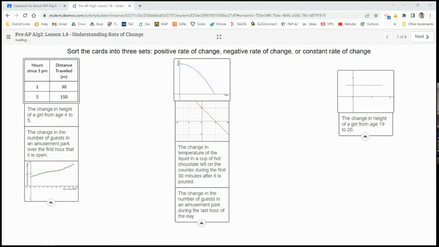Interesting. I'm looking at what Desmos says is correct, and apparently this middle group I have, it does not think is correct. It says that's a common incorrect group. Interesting. So let's see. The rate of change is a negative. That's a negative. This has to be a negative. And the change in the number of guests at the amusement park during the last hour of the day, well, that's when people are going home. So the number of guests has to be going down. I don't see where anything would be wrong there.